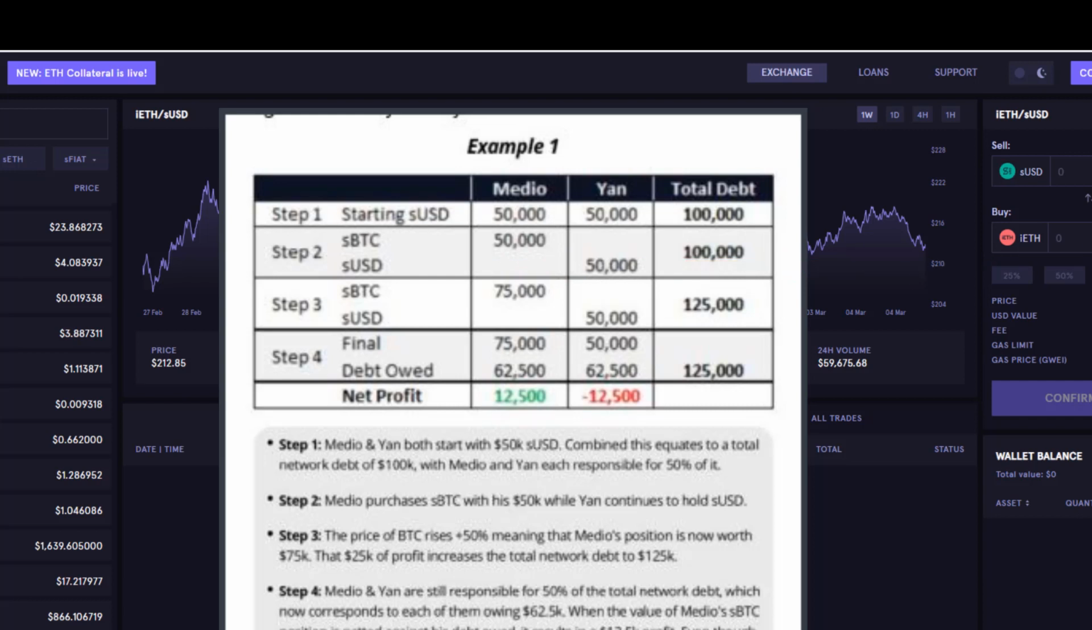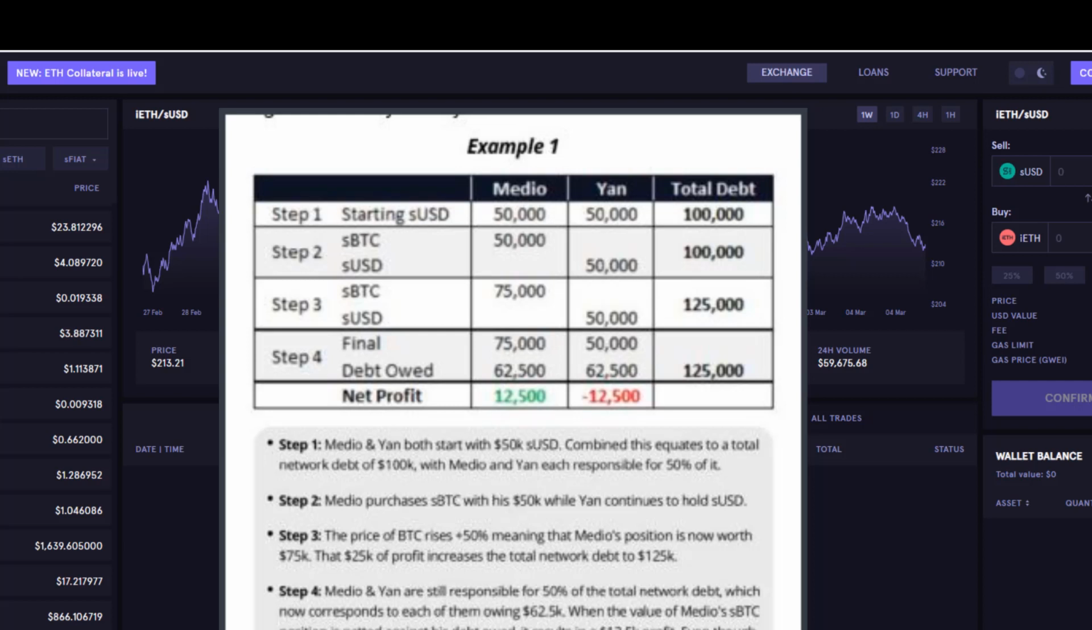This means Medio's position is now worth $75,000. That's a profit of $25,000. And because the network debt is pooled, this increases the total network debt to $125,000. You're only responsible for a portion of it. And that percentage that you're responsible for is determined by the total debt that you issued by issuing synths divided by the total value of the network debt.